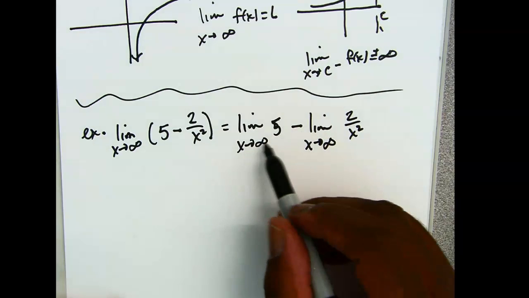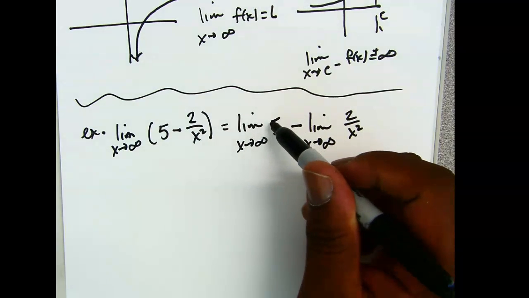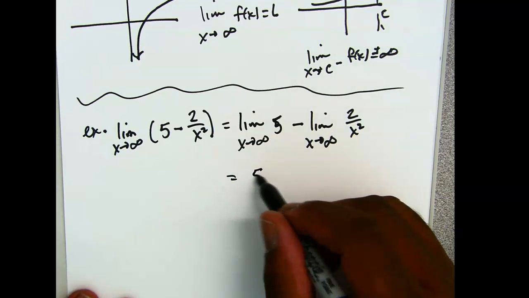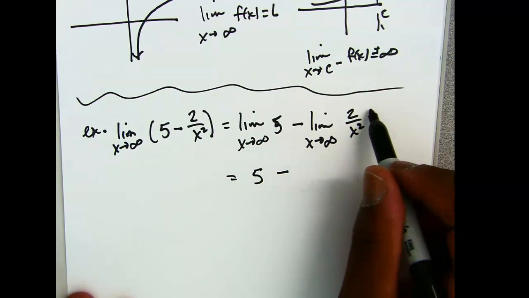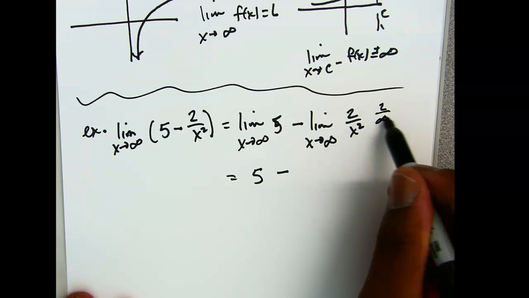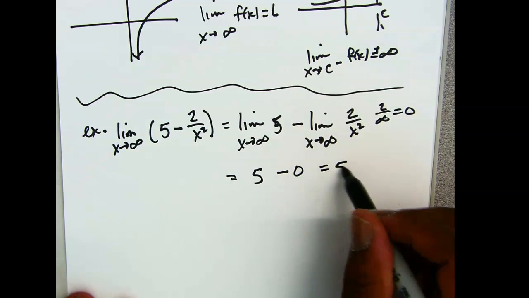And in this case, the limit as x goes to infinity of 5 is just 5, because this is a horizontal line at y equals 5. So you're going to get 5 minus, well, direct substitution here would put this at 2 over infinity. So a number over infinity is equal to 0. So 5 minus 0 is equal to 5.